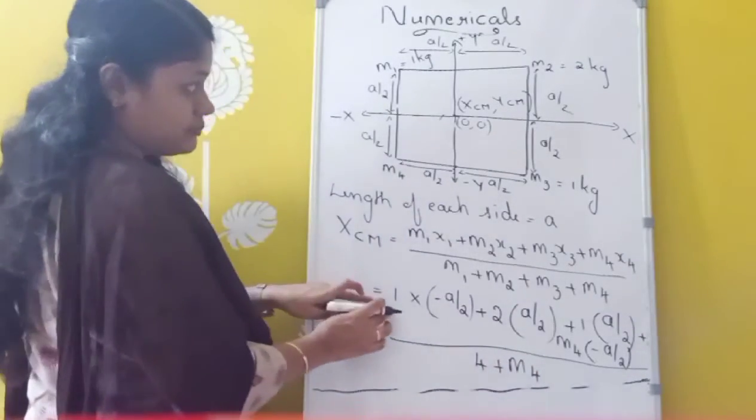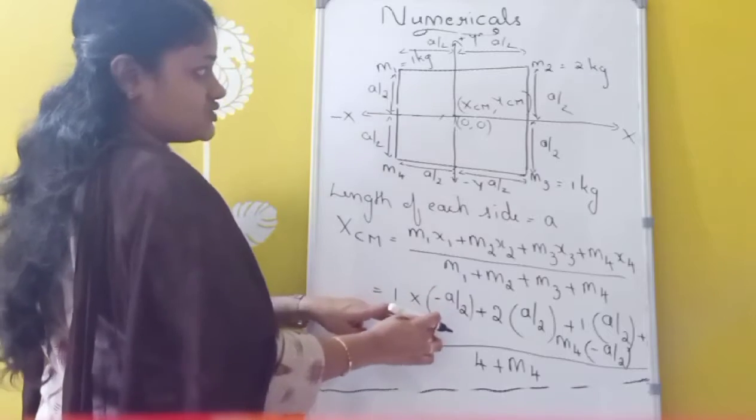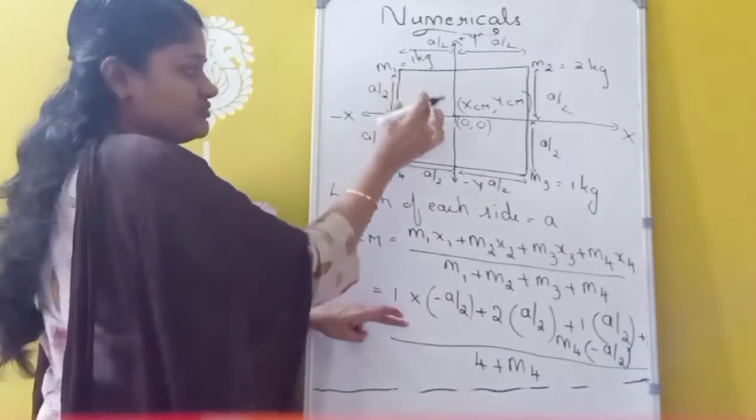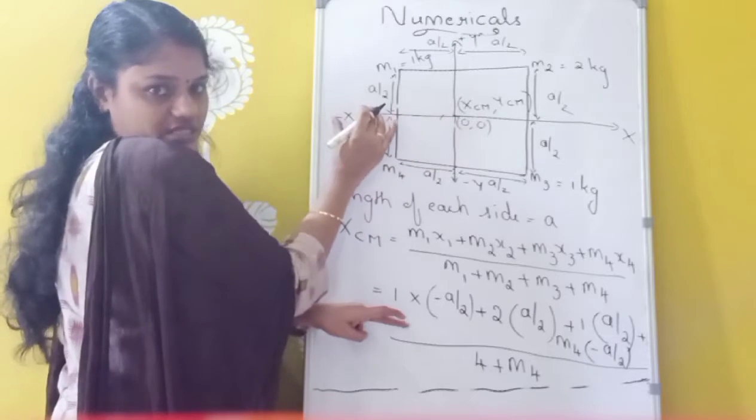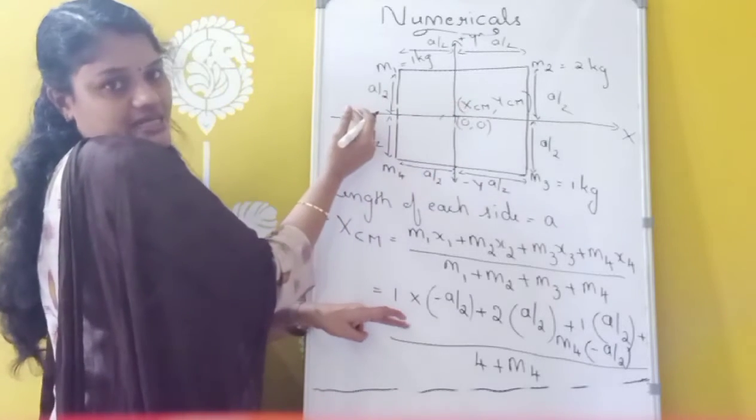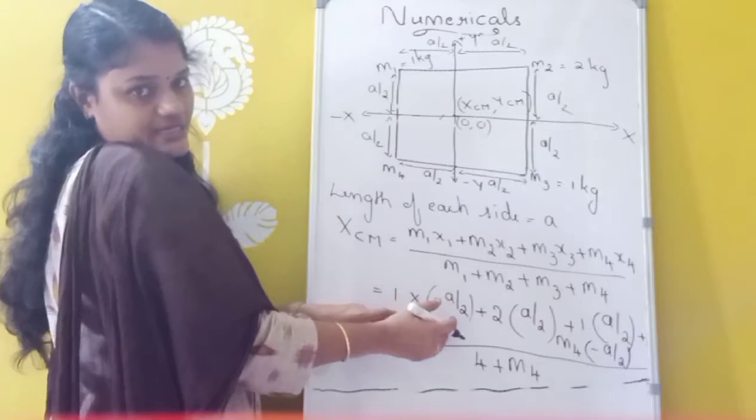Okay. So here M1 means 1 into x1 means the distance of this mass from which one? From the origin. So from the origin, how much distance? It is A by 2 distance only towards negative x direction. So it is taken as how much? Minus A by 2.